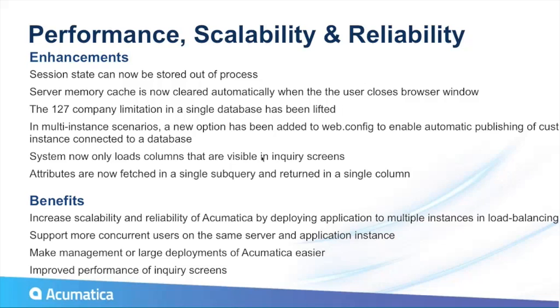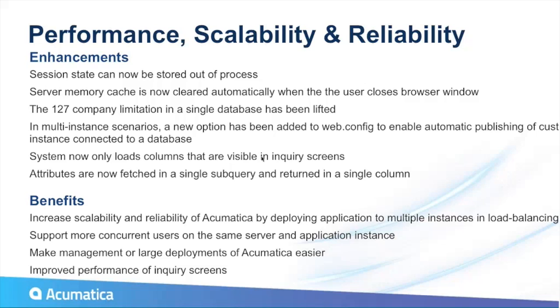So first of all, the system will now only load the columns that are visible on the screen. So if you're working with a table like the customer table, which has probably close to 100 fields, but only display 4 fields: customer name, address, phone number, and email, we will only load these columns from the database, so it is much faster.